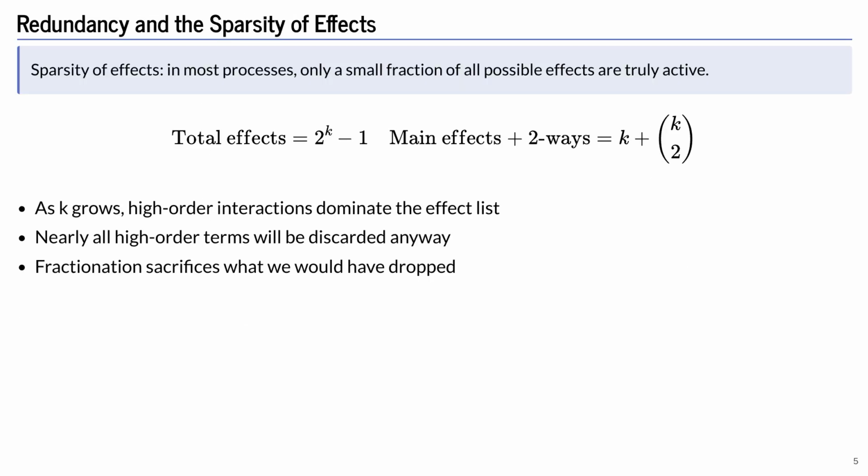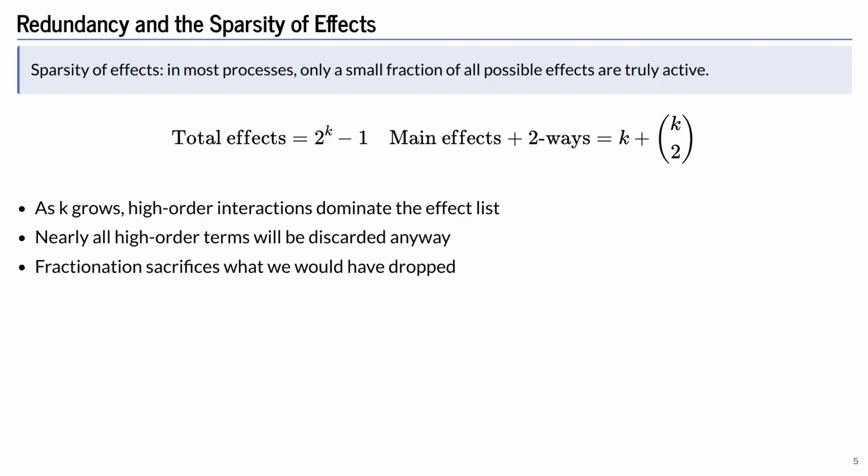To understand why fractionation is not just acceptable but often sensible, we need to think about what a full factorial actually estimates. In a 2 to the k design, the total number of estimable effects is 2 to the k minus 1. For 5 factors, that is 31 effects. But how many of those do we actually care about? Main effects: 5. Two-way interactions: 10. That is 15 effects that a practitioner would genuinely want to know about. The remaining 16 are 3-way, 4-way, and the 5-way interaction.